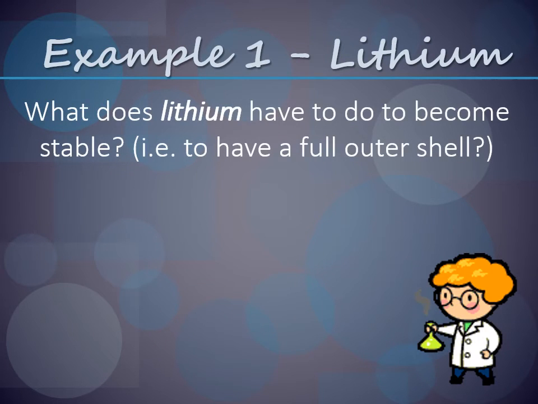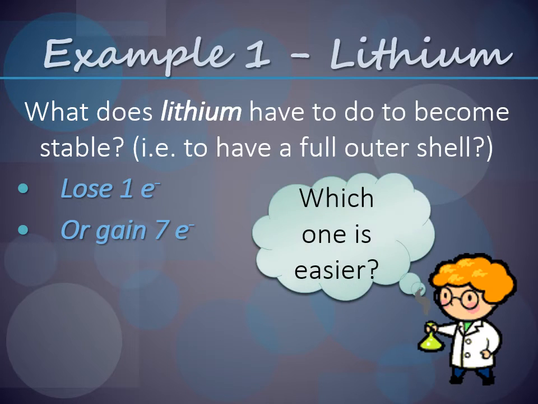So what does lithium have to do to become stable then? How is it going to have that outer shell become full? It's either going to lose 1 electron or it's going to gain 7 electrons. And then you have to ask yourself, which one is easier? The easiest option is always the smallest number. So losing 1 electron is way easier than gaining 7 electrons because it takes a lot less energy.